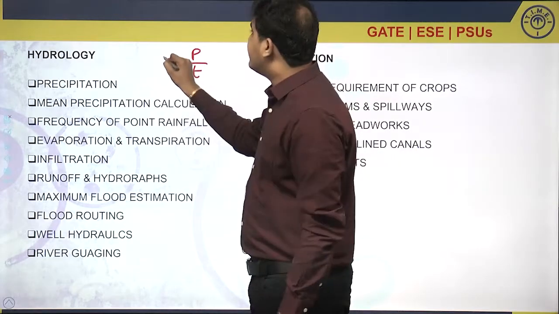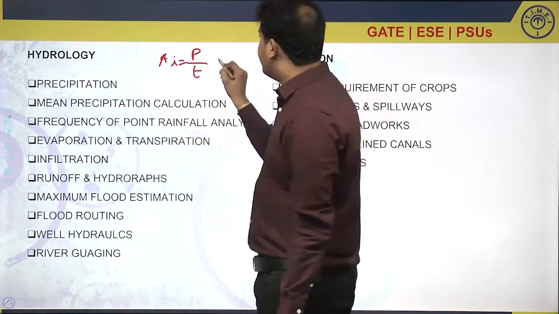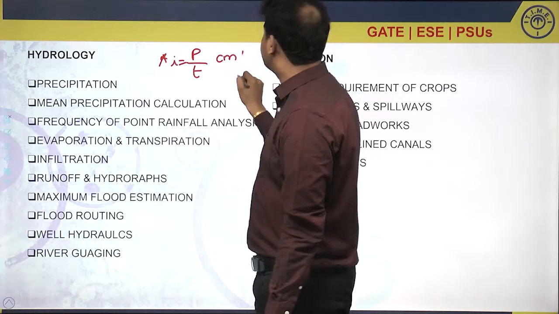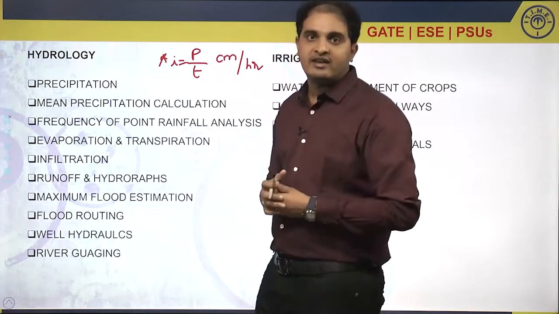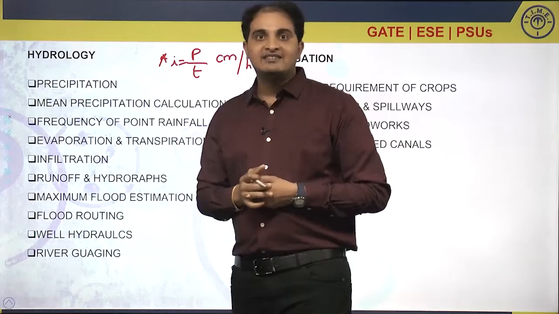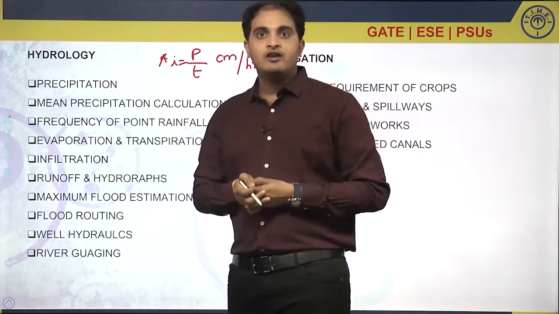This is an important thing without which we can't solve most of the problems in GATE in hydrology. Therefore, the units of rainfall intensity is centimeter per hour. And the next kind of presentation of this rainfall is the DAD curve. That means depth, area, duration on a single plot.